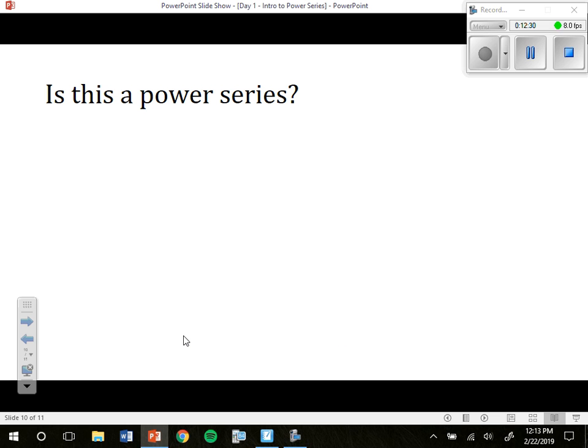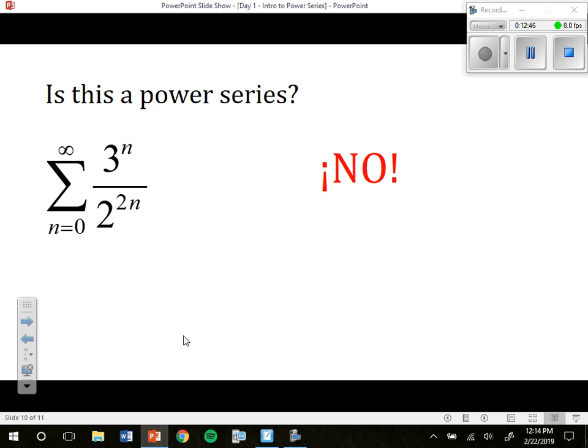Okay. Next one. Is this a power series? Thumbs up, thumbs down. What's a power series? Coefficient times x to a power. So look and see if this is a coefficient times x to a power. No. This is not a power series. I have no x's. This is not a power series.